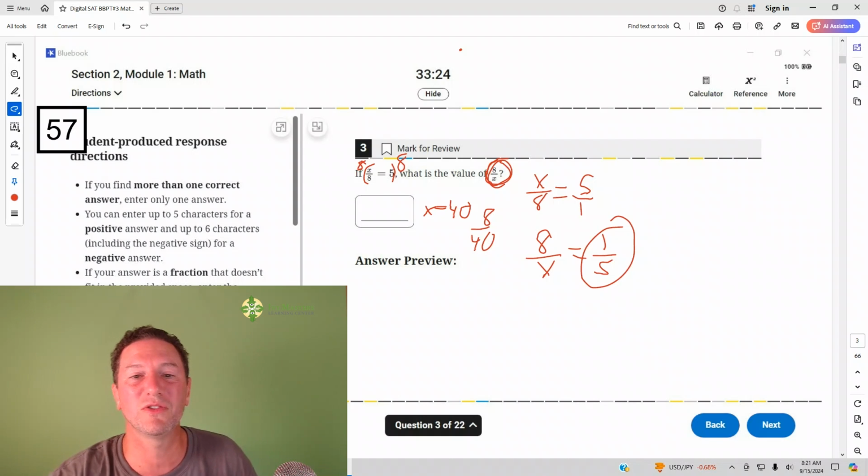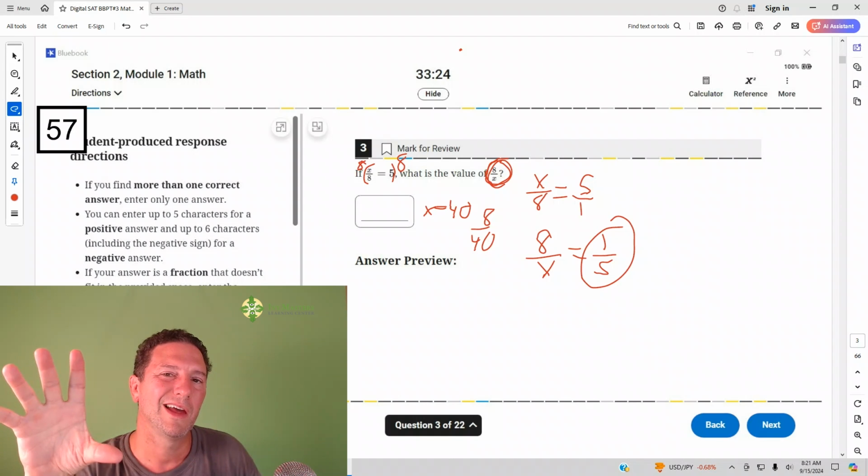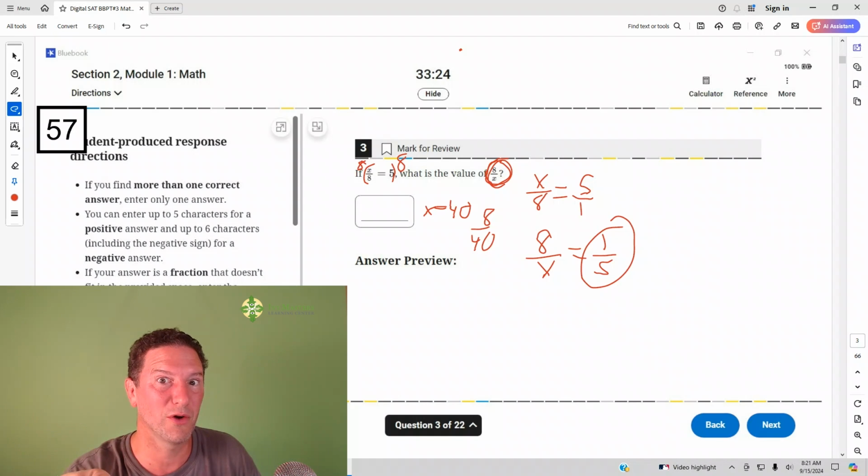You can share it with someone who has difficulty with this. I have a whole drill on this. It's called Don't Solve for X, this type of question.